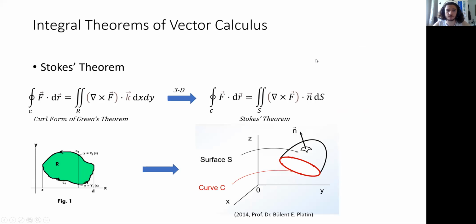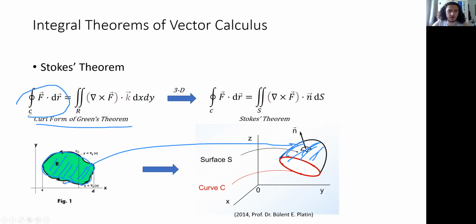The last theorem, Stokes' theorem. This is the 3D version of the curl form of Green's theorem. We had a region in Green's theorem. Now the region is a surface in Stokes' theorem in 3D. We calculate the cyclic integral around the curve that bounds the surface again. The only things that changed: the region is now a surface, dx dy becomes dS, and k, this is not a constant anymore, this is changing, this is n, okay?